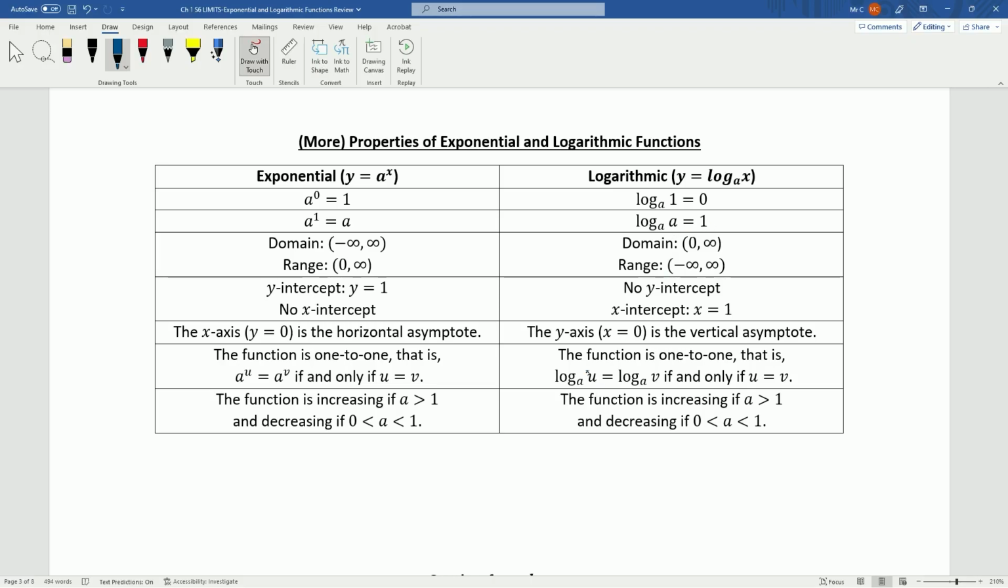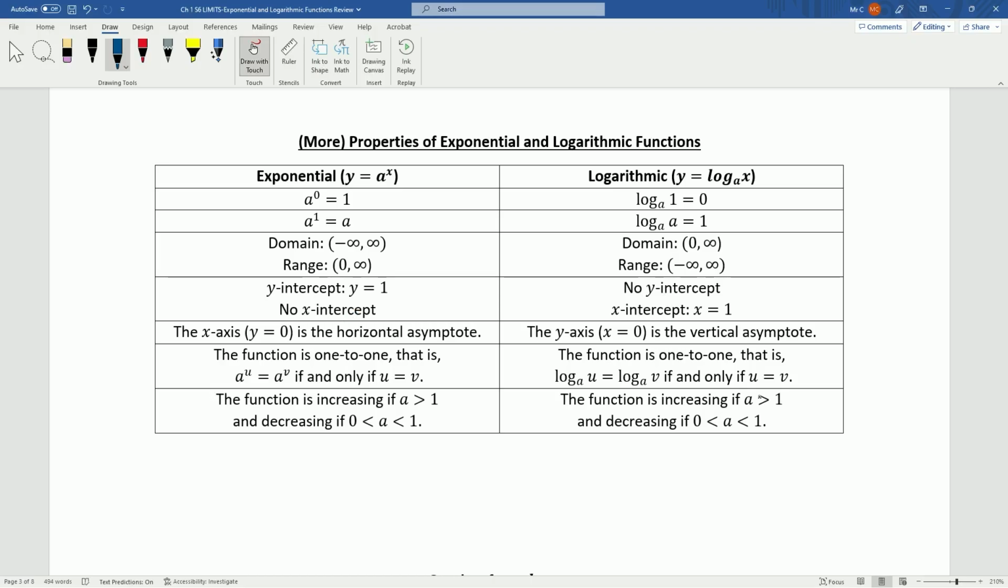What is domain and range? Domain is the set of inputs. Range is the set of outputs. Switch your inputs and outputs means switch your domain and range. The y-intercept is at x equals 0, but we are switching x and y values for exponential functions. So that means that the logarithmic function has an x-intercept at x equals 0. The exponential function has no x-intercept, so the logarithmic function has no y-intercept.